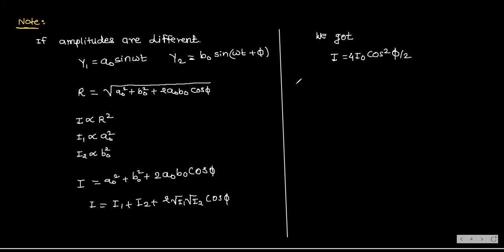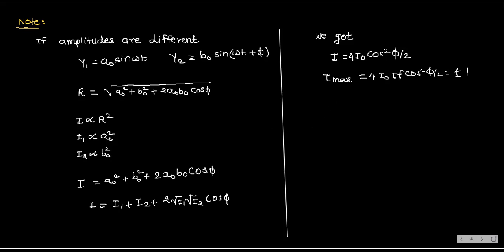So maximum intensity will be I maximum is equal to 4 I naught when cos square phi by 2 must be equal to plus or minus 1. I max is equal to 4 I naught if cos square phi by 2 is equal to plus or minus 1. Yes or not? So let's move ahead.